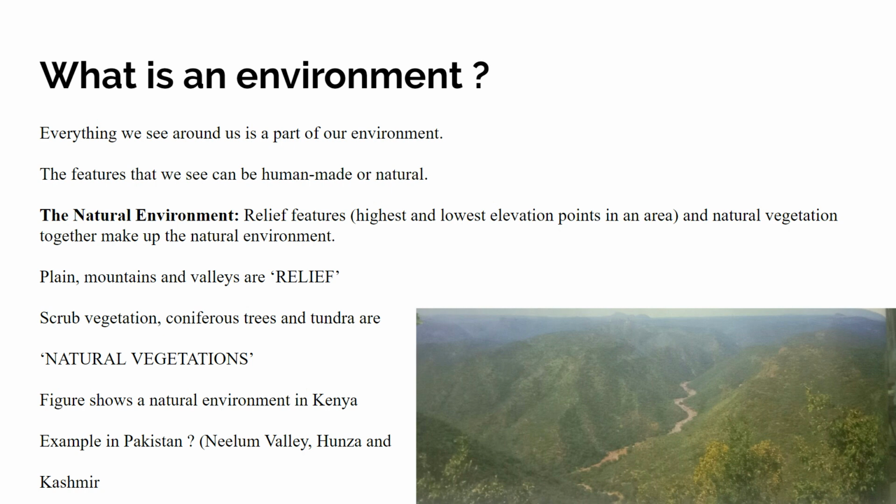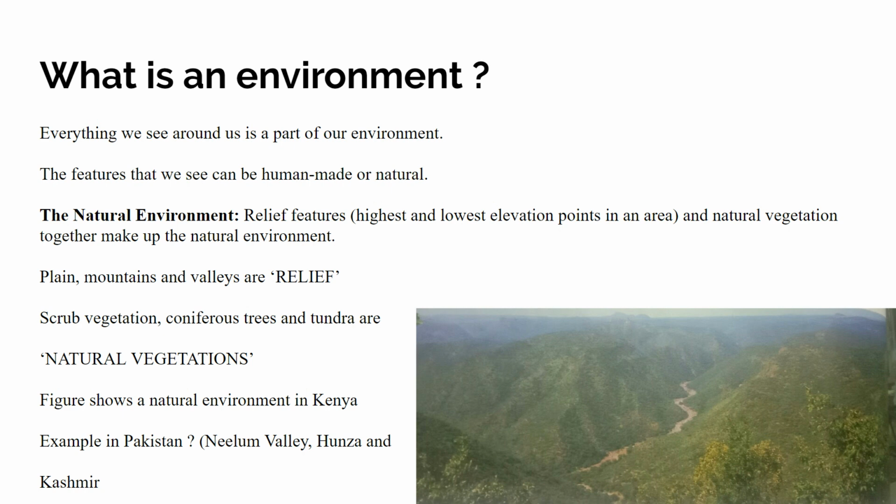For example, if I'm standing on a street and I look around, I'll see that there are trees. So they are natural. But I will also look at the roads and the buildings and they are man-made, right? So my environment has some natural element and a human element as well.